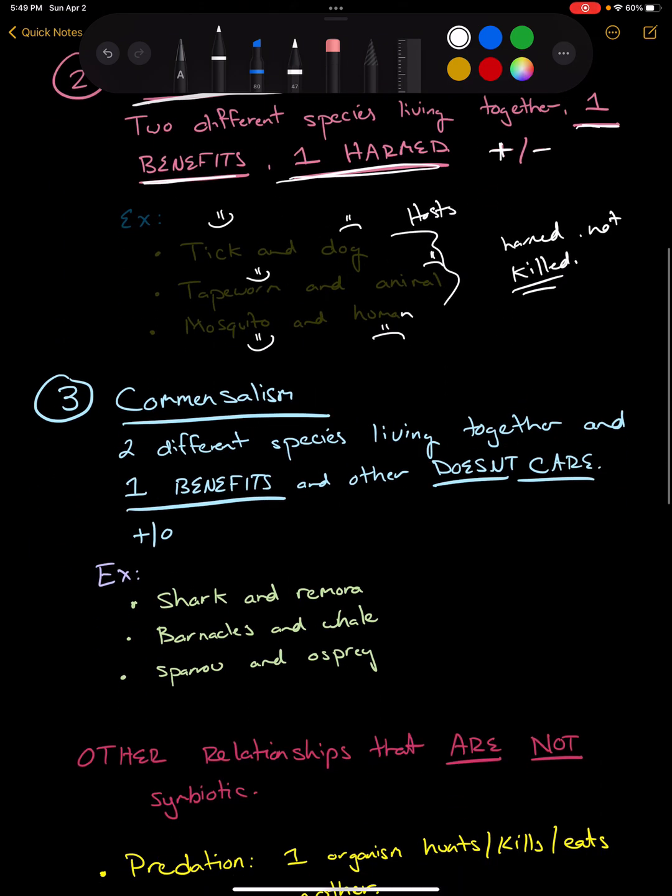Then, my last relationship for symbiotic, this is commensalism. Commensalism is when I have two species living together, but one benefits and the other one just doesn't care. That's where I get a plus and a zero. Again, you've seen these relationships before, like a shark and remora. So if this is my shark, right? Have you ever seen those little fish that kind of hang on to their body?